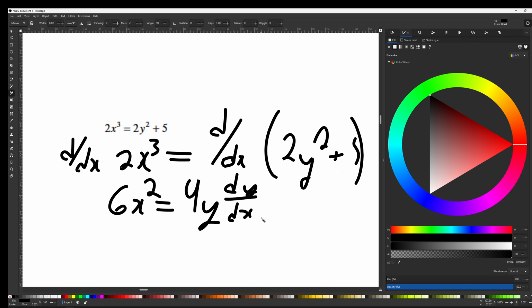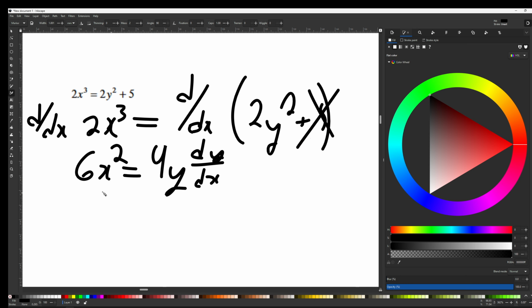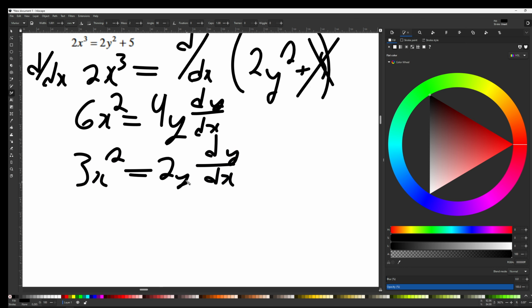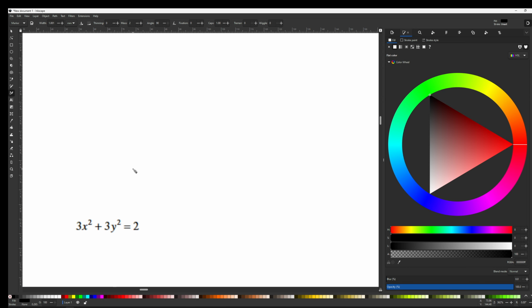That's the crucial step of implicit differentiation. Here we have a 5, which is a constant, so we can disregard it. Then after that, we're going to have 3x squared is equal to 2y dy/dx, just simply dividing both sides by 2. Now for the final step, since we want this derivative by itself, we're going to divide both sides by 2y. We're going to have 3x squared divided by 2y is equal to dy/dx. And that's our derivative.